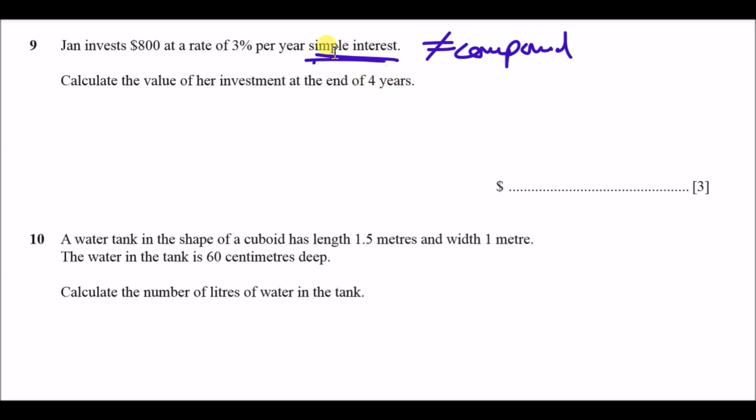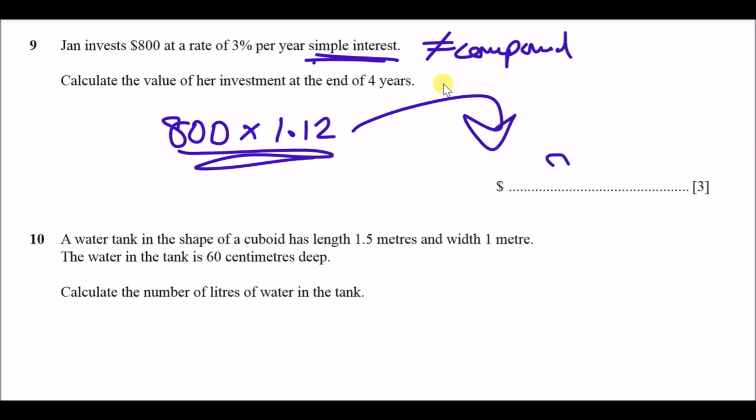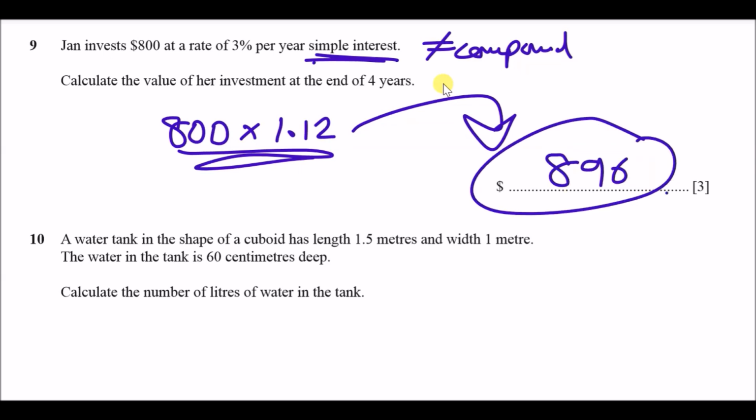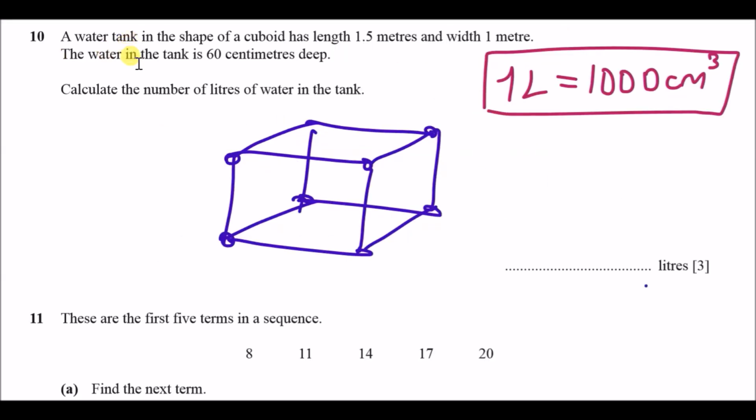So simple interest, the way it works is that for every year, you just multiply the rate by the number of years. Because we've got 4 years, 3 times 4 is 12. So that means 800 is going to increase by 12%. So it'll just be 800 times 1.12. This is the shortcut method, yeah? And when you do that, you get $896. Done.